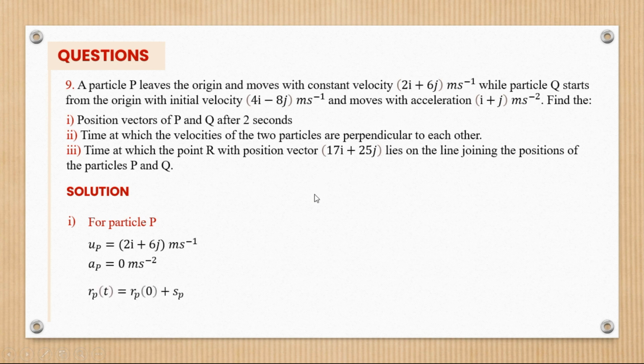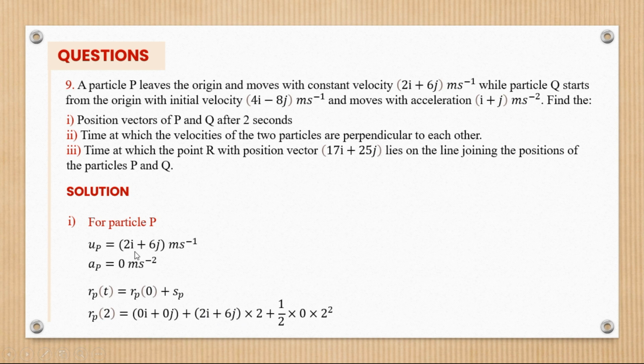And then, if we want to find the position vector at any time t, for P we'll have RP(t) equal to RP(0) plus SP. Since we're looking at a time of 2 seconds, this is what we'll have. RP(2) is equal to 0i plus 0j, and why is that? It's because it leaves the origin. So starting from the origin where the coordinates are 0, 0, plus SP, which is ut plus a half at squared.